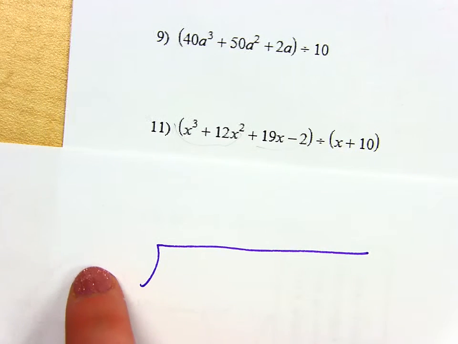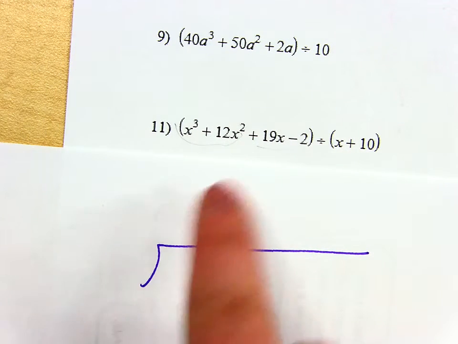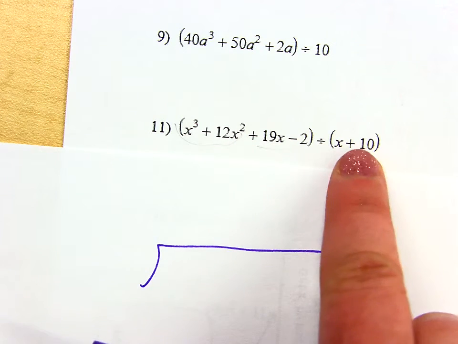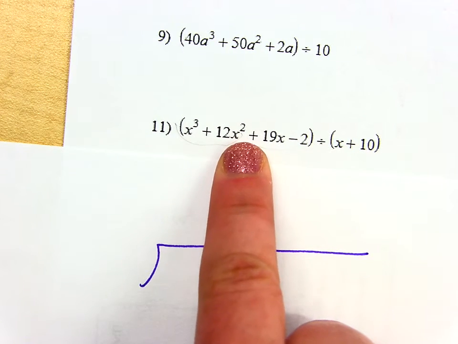Who's going to go over here? X plus 10. I'm dividing this number by that one. This is the divisor. That's the dividend.